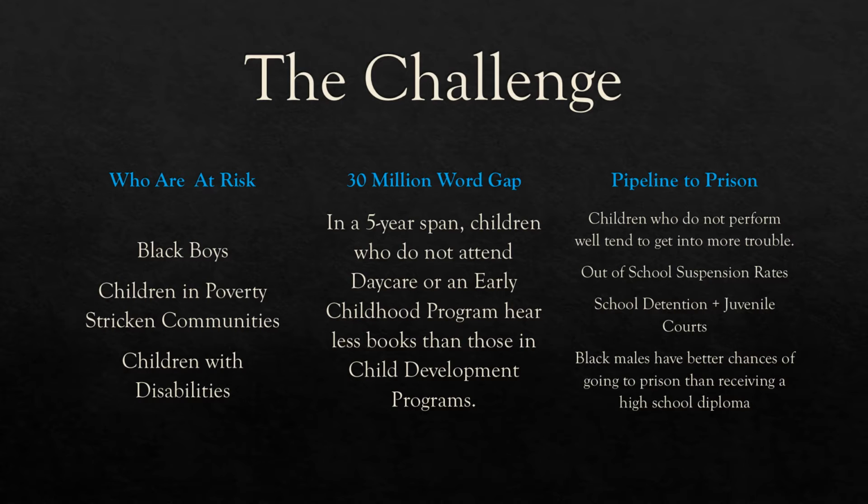This also creates another problem because it provides a pathway for the pipeline to prison. This means that children who do not perform well tend to get into more trouble. They tend to experience more time in out of school suspension, which causes the OSS rates to increase, which causes those children to have to attend school detention or deal with juvenile court systems. Black males at this point have a better chance of going to prison than receiving a high school diploma.